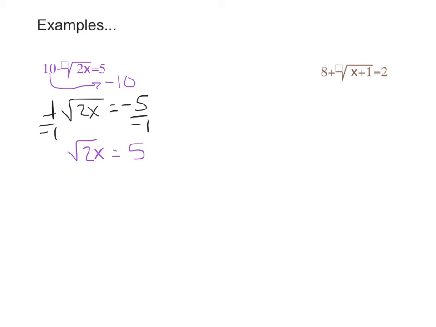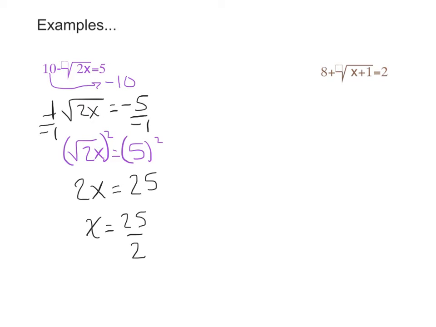To undo the square root, you're going to square both sides, keeping it balanced. So the square and the square root cancel out. You end up with 2x equals 25. Therefore, x equals 25 over 2, or 12.5. And that would be a solution. You can always check it by plugging it back in and seeing if it does indeed equal 5.